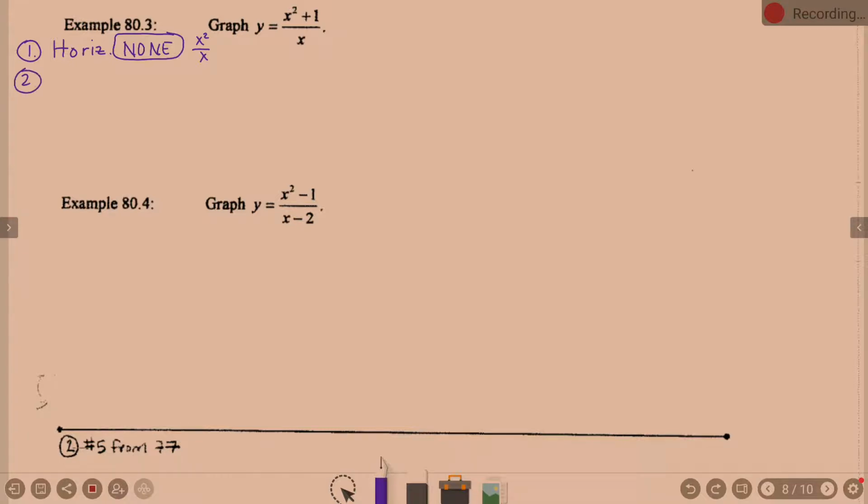Okay, step 2 was vertical asymptotes. What about vertical asymptotes? 0. Nice easy 0. X equals 0 because we set our denominator equal to 0 and that denominator is just x.